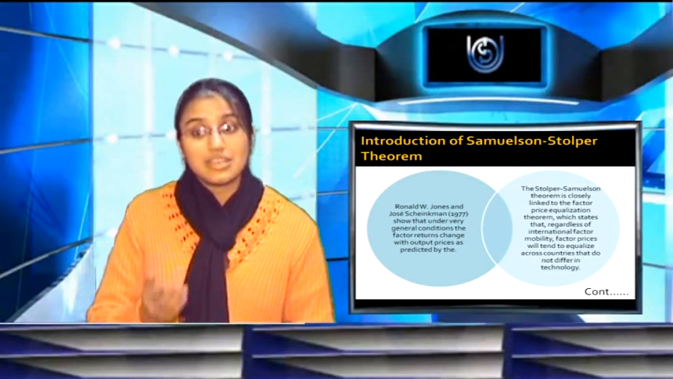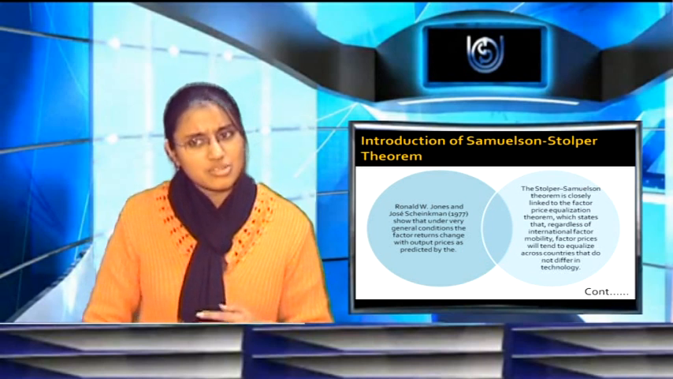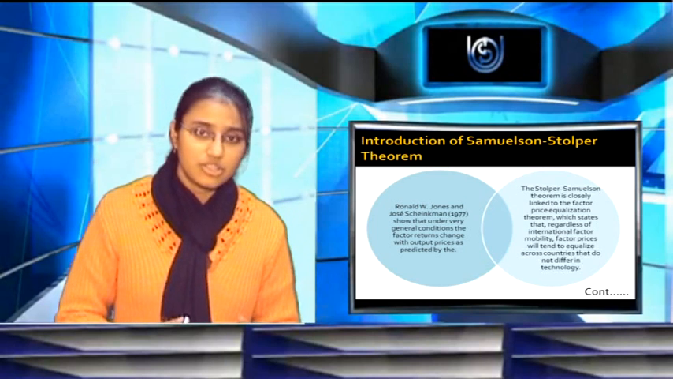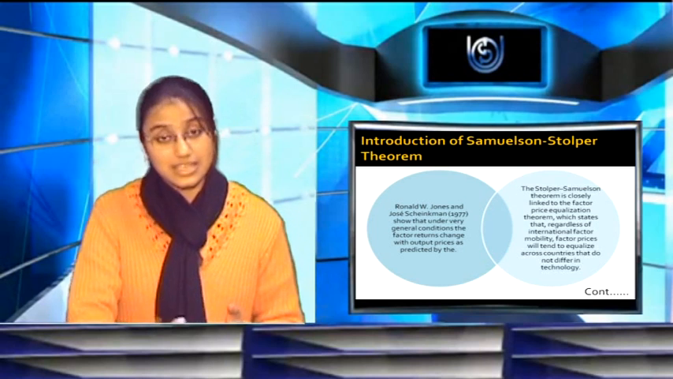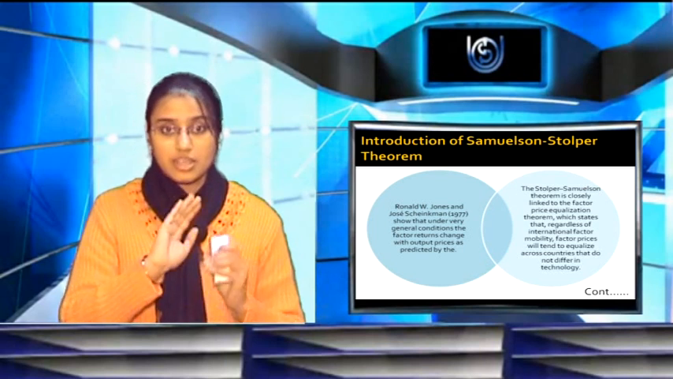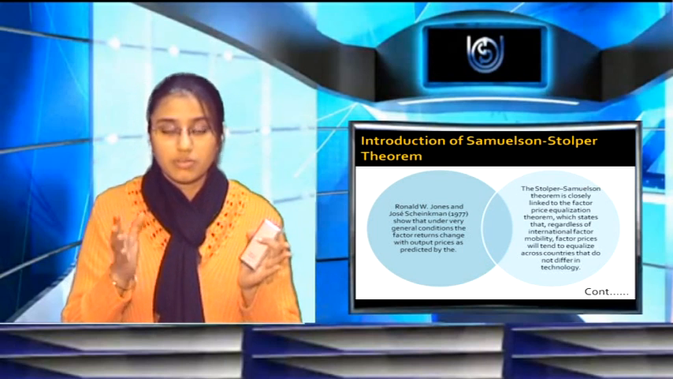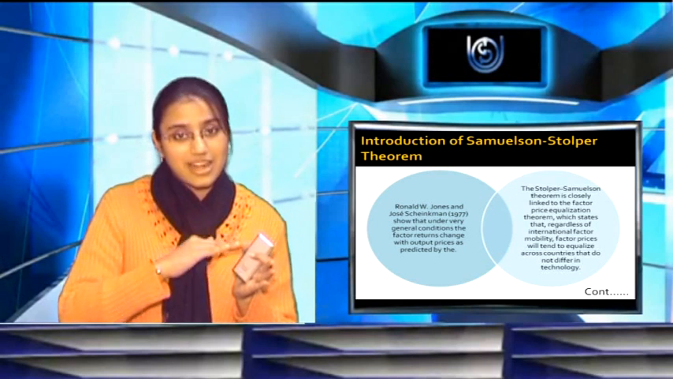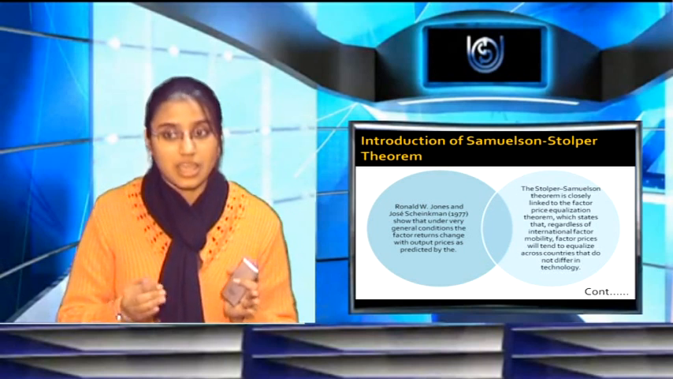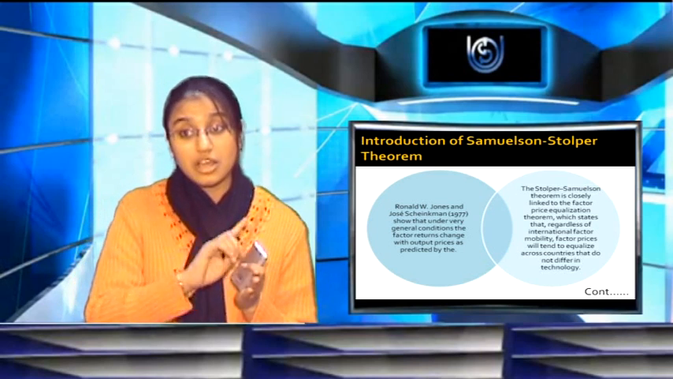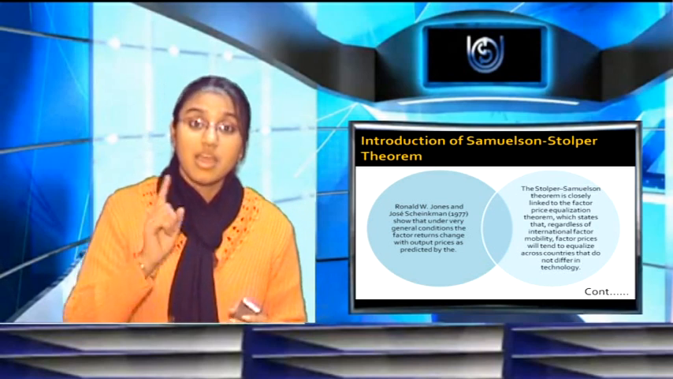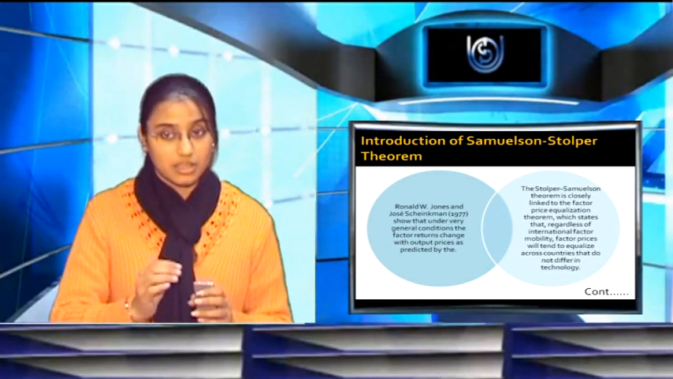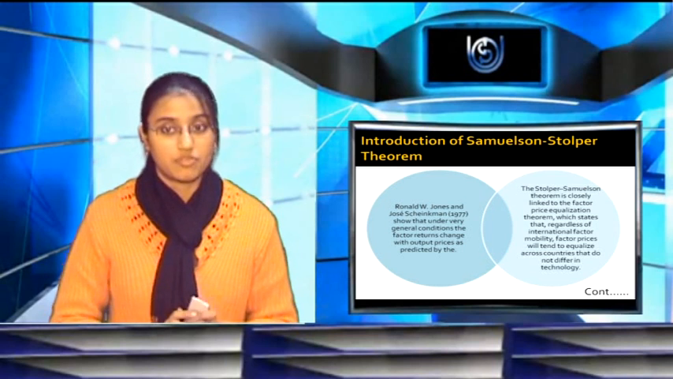That is why this states that regardless of the international factor mobility, factor prices will tend to be equalized across the countries. So whenever international trade happens, the practice and effort is to see how we can reach factor price equalization. That means it tends to equalize across the countries, the same factor differing in technology. So that is the main or general concept of this theorem.